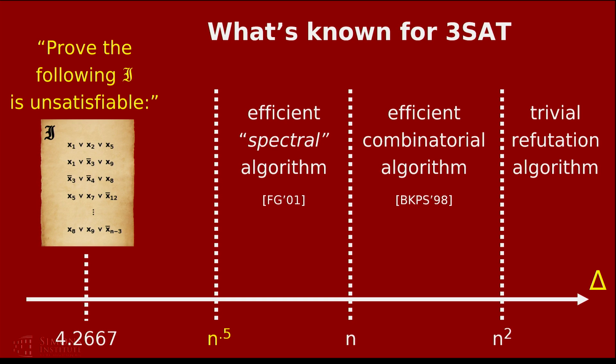So this algorithm works in a somewhat surprising way. It studies random matrices and eigenvalues and so forth based on the instance. And that's all we know. So like 16 years later, we don't know any efficient algorithms for refuting random instances in this range of deltas.